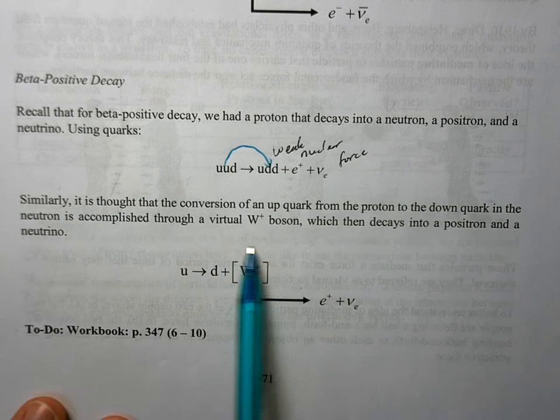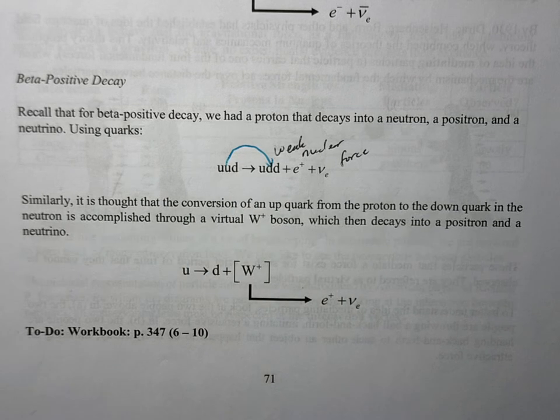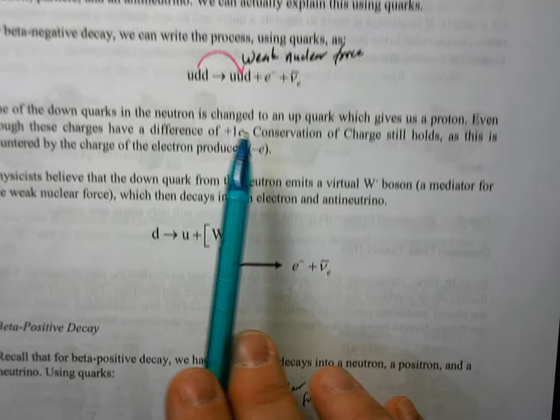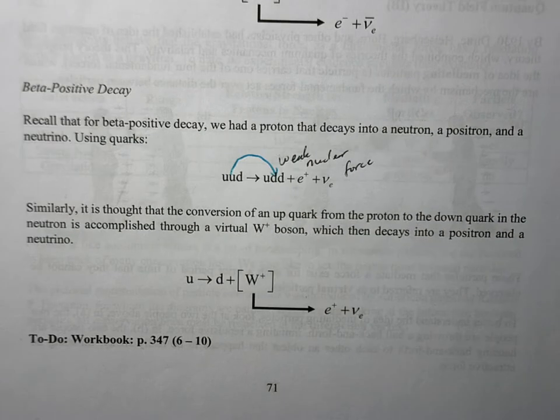As I said, you don't have to worry about this part. This is the piece up here that you need to worry about. So when we're looking at quarks and beta decay, beta negative or beta positive, all you have to know is this relationship here for beta positive and this one here for beta negative. Don't worry about the virtual particles. That's beyond the scope of Physics 30.